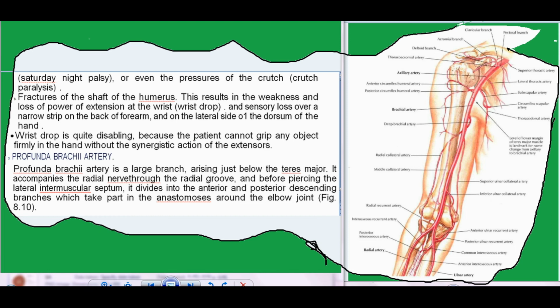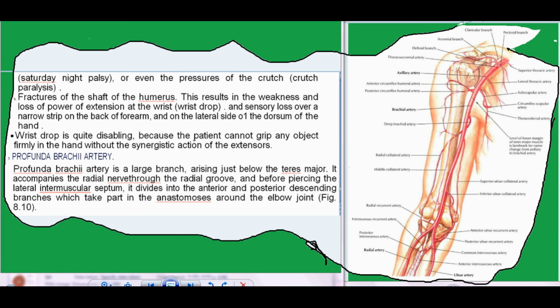This results in weakness and loss of power of extension at the wrist, wrist drop, and sensory loss over a narrow strip on the back of the forearm, and on the lateral side of the dorsum of the hand. Wrist drop is quite disabling, because the patient cannot grip any object firmly in the hand without the synergistic action of the extensors.